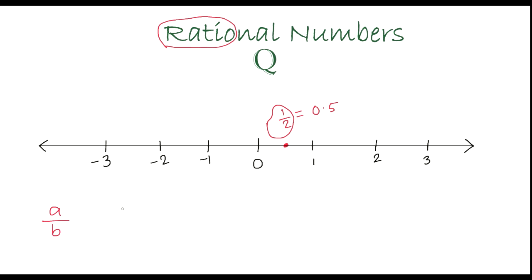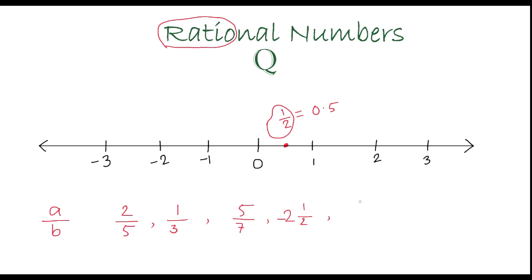Now that means 2/5 is a rational number, 1/3 is a rational number, and 5/7 is a rational number. -2 whole and half is also a rational number.